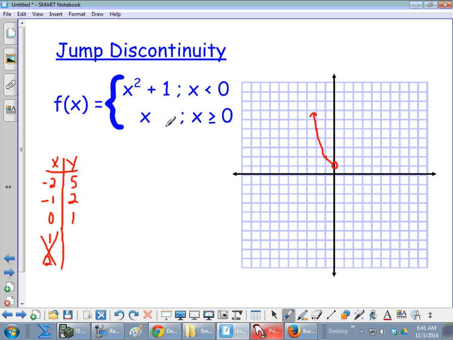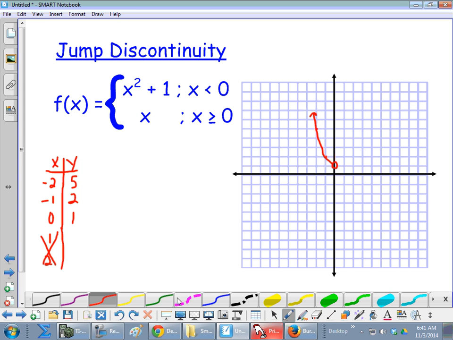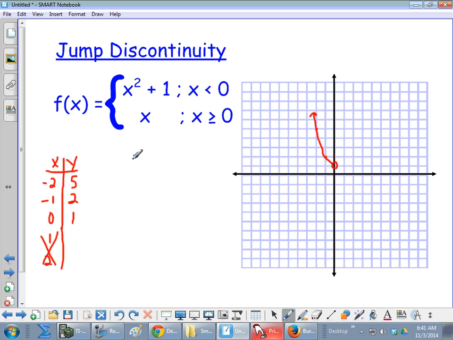So for the second part of our function, we'll do this in green. We'll make a little xy table. And since it is greater than or equal to 0, we'll start at 0, and then 1 and 2, and that should be good enough. When x is 0, that means f of x is also 0. When x is 1, f of x is also 1. That's because it's just x. And when x is 2, f of x is 2.